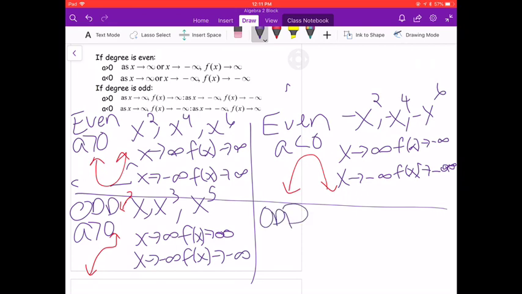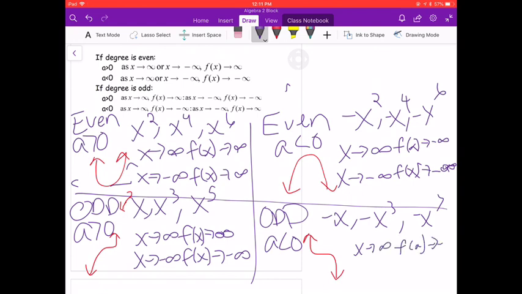Now, the last one would be if you have an odd function and your a is less than 0, so that'd be like negative x cubed, or negative x to the fifth, seventh. The sketch of this will be similar to the odd with a positive, except it's reversed. So you start at the top and go down. So this one then is as you go to the right, the function goes down, so it approaches negative infinity. As you go to the left, or negative infinity on the x, the function, f of x, goes to positive infinity.